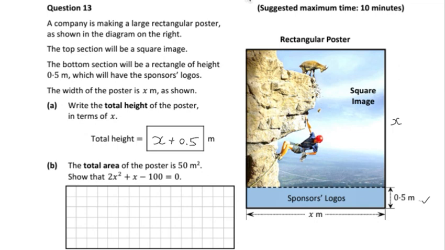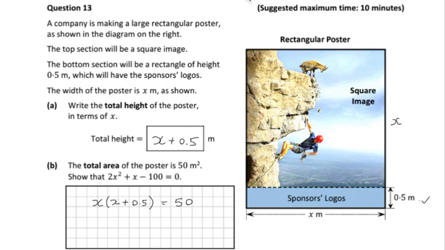Now let's turn our attention to part B. We have to show that this equation represents the total area of the poster. So if we look at the area dimensions, we have the width of x and the height of x plus 0.5 multiplied together will give you an output of 50 meters squared.